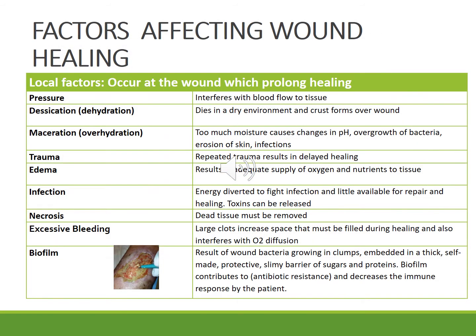So we've gone through the wound healing phases, what should occur with wound healing. So what factors affect that wound healing? We've got a list here. There can be local factors which occur at the wound which prolong that healing. So any pressure, and again, this is a long PowerPoint, we're going to talk about pressure wounds. When you are laying in a bed, we tend to have pressure to our bony prominence areas, and that can interfere with blood flow to the tissue. So if we have prolonged pressure to an area, we're not getting the proper blood flow, and that can affect a wound.